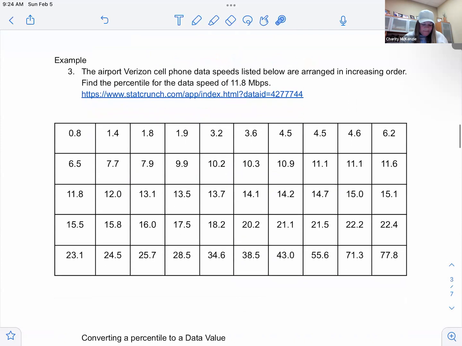So let's do that. Look at this graph here, and this is the airport Verizon cell phone data. Excuse me, they are arranged in increasing order. Find the percentile for the data speed of 11.8. So here's 11.8 right there. How many values are there below it? Well, this is 50 data. There's 10 each row, so 20 below.